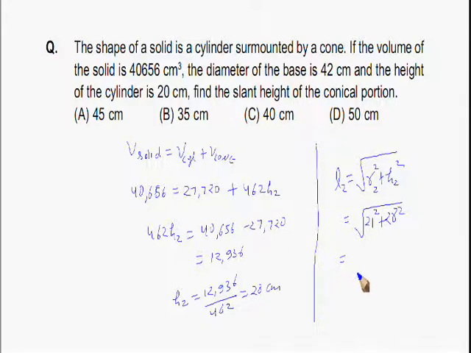The 21 square is 441. The value of 28 square is 784, which comes to be 1225. The under root of 1225 is 35. So the value of L2 is 35 centimeter. So according to option B is correct.